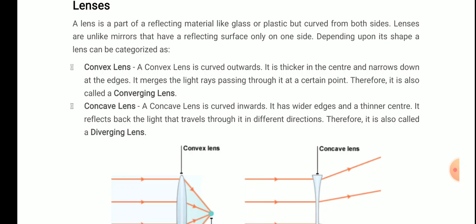Now what is the basic or important difference between the lens and the mirror? A mirror has a reflecting surface only on one side, but a lens has a surface on both sides. Depending upon its shape, a lens can be categorized as a convex lens and a concave lens. The names are similar. First, the convex lens.